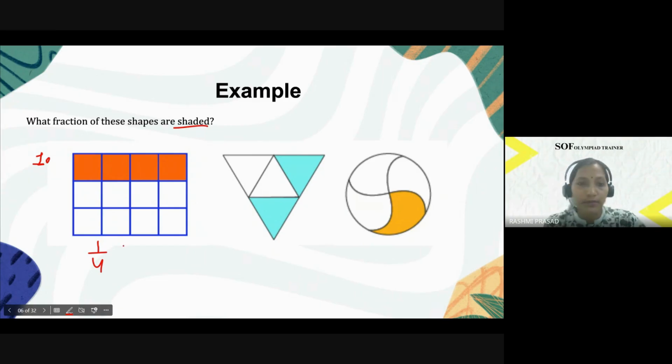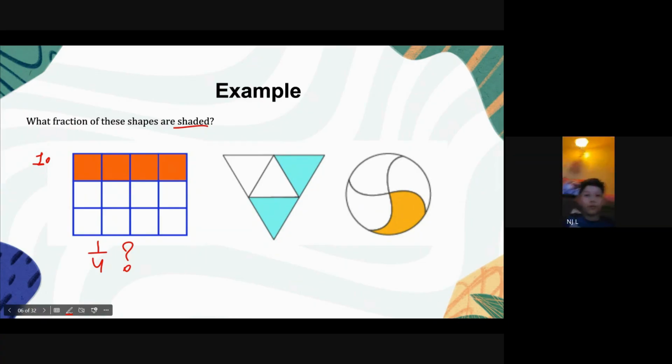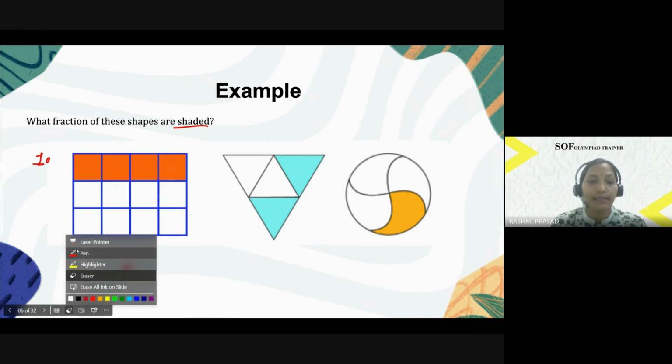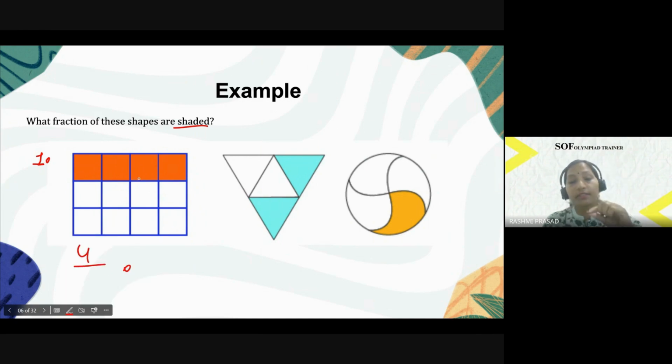Why did you get 1/4? How many parts are shaded here? When I was writing 4 over 12, I don't know how I wrote 1/4. Okay, then your answer is 4 over 12, right? So it's simple. The total part shaded here is 4, and total parts, including the shaded, is 12. So it is 4 over 12. So those who gave the answer 4 over 12 are absolutely correct. Very good.